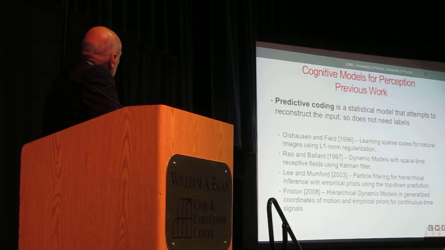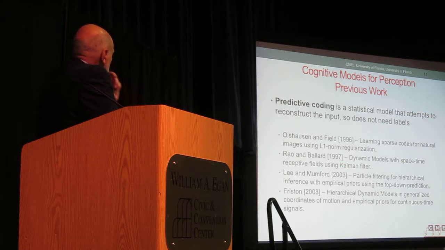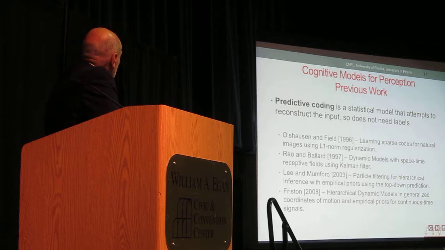The first works on predictive coding are very well known: Olshausen and Field learned the sparse codes of natural images with L1 norm regularization. The work that inspired me was Rao and Ballard's models using Kalman filters, and the particle filters with Lee and Mumford, and Friston's work on hierarchical dynamical models.